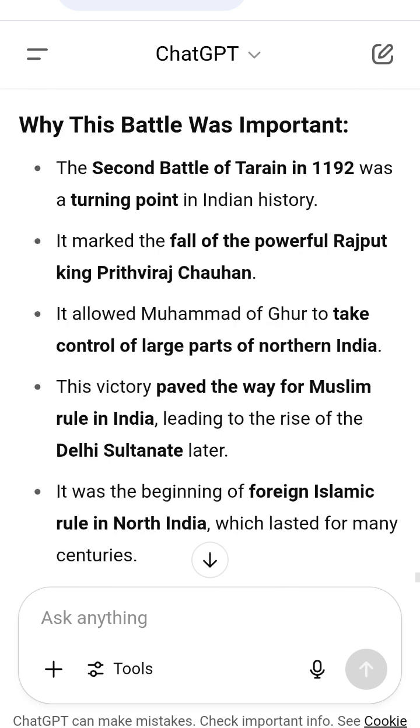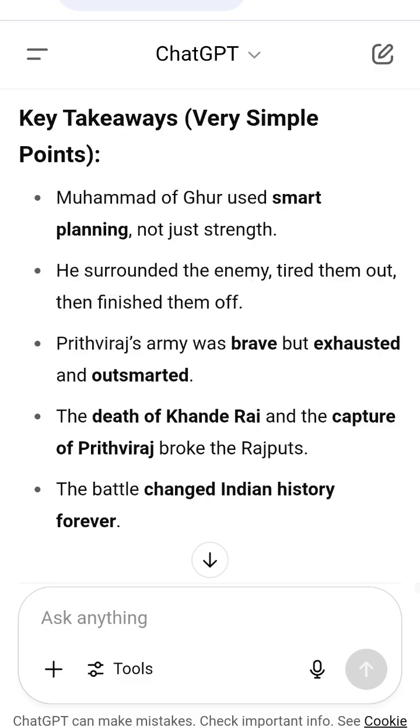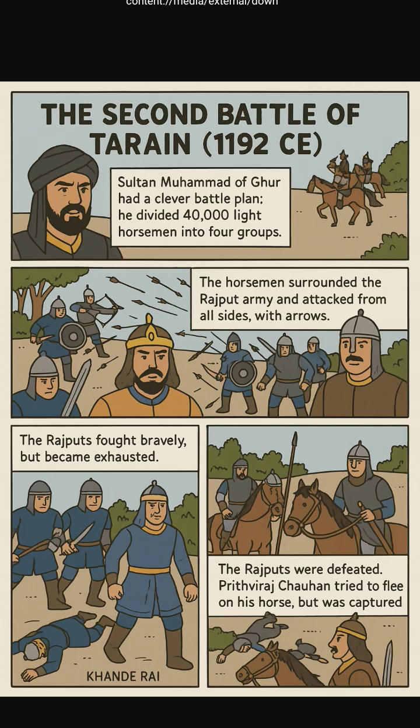Would you like me to now explain what happened after the battle? Like what happened to Prithviraj, how the Delhi Sultanate began, and how this affected Indian politics? I can explain that just as simply and deeply.